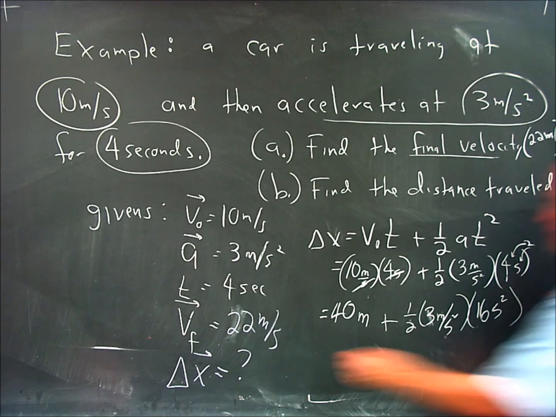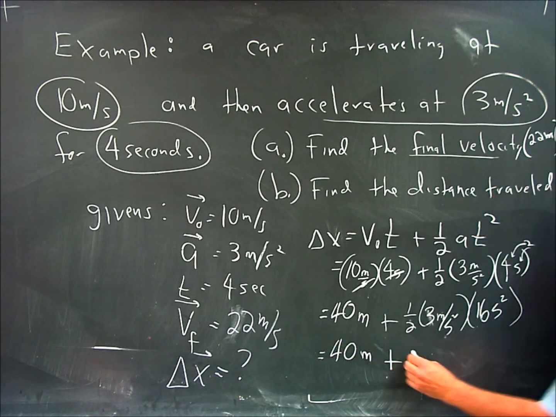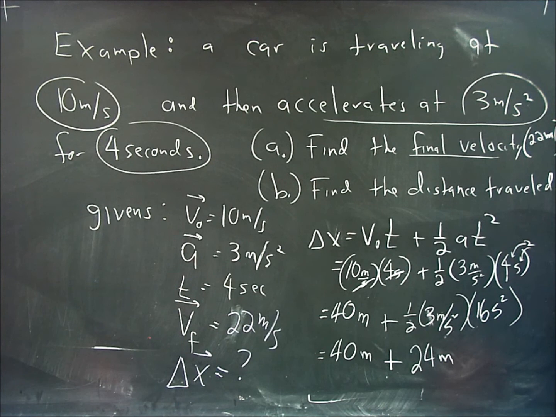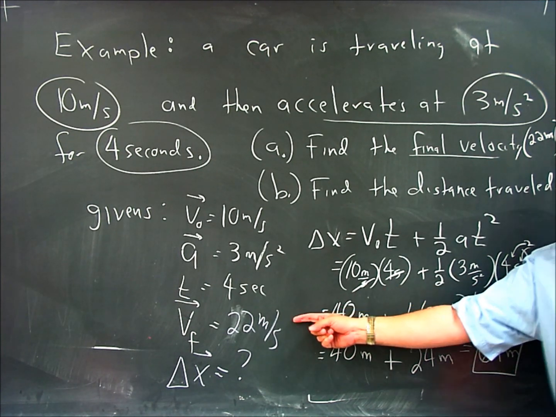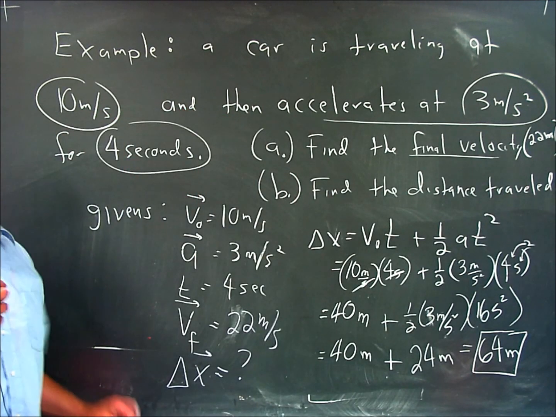So this is going to be 40 meters plus 24 meters. If you add those two numbers together, 40 plus 24, you get 64. So here's the answer for part B, and over here is the answer for part A. And that's how to do that particular problem.